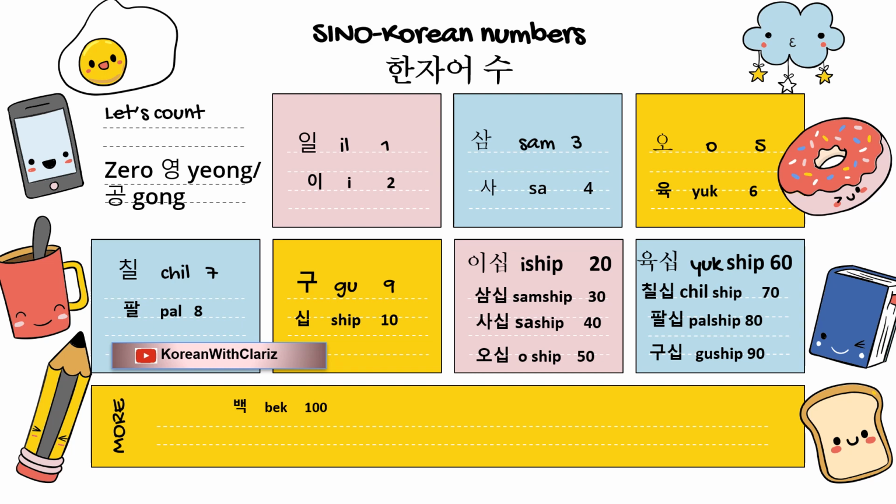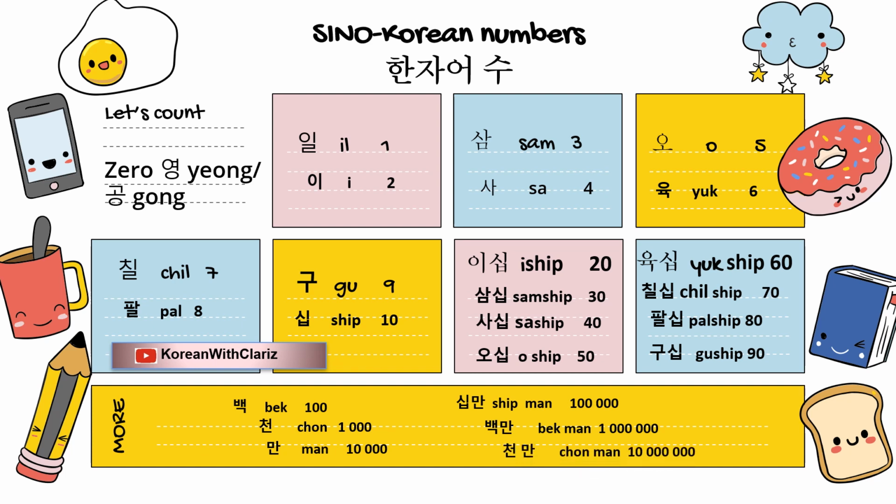While 100 is now called bek. And then you continue counting that way again. Bek il, bek i, bek sam, bek sa. And then when you reach 1000, it becomes chon. When it becomes 10,000, it'll be man. 100,000 will be ship man. 1 million will be bek man. And 10 million will be chon man.